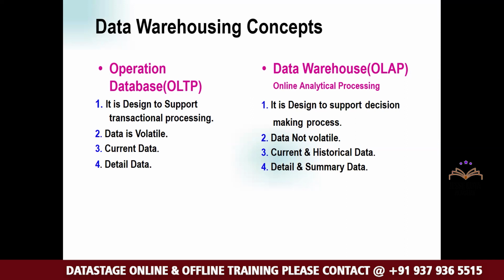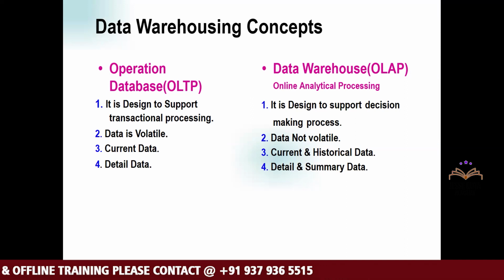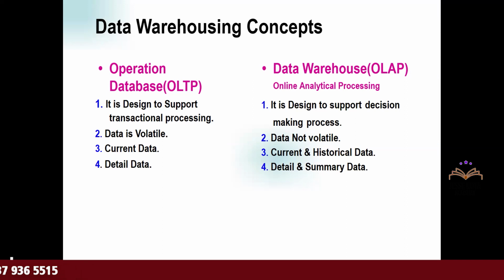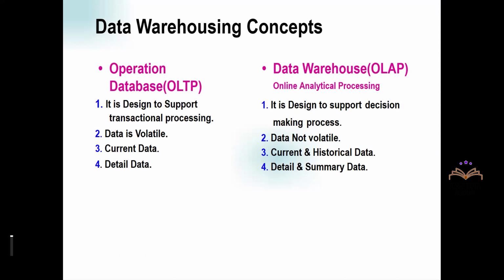So here we'll maintain current data in OLTP, but in OLAP we'll maintain both current and historical data, and detailed data. All the transaction related information has detailed entries in OLTP. But in OLAP, we have detailed entries as well as summary entries. Summary means high level information.